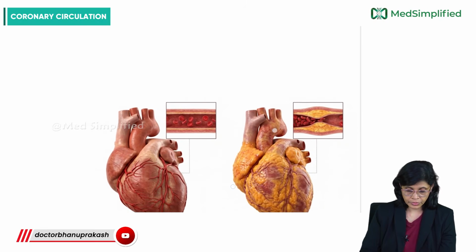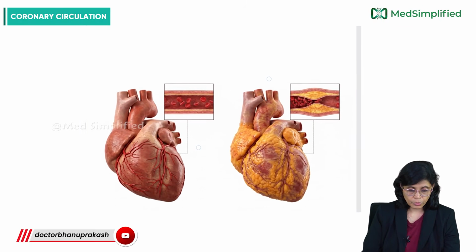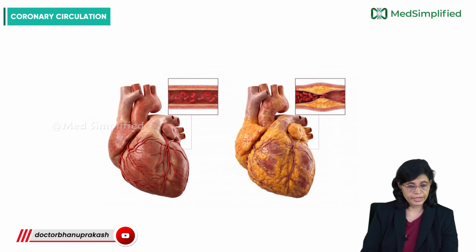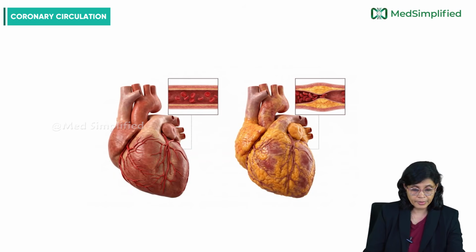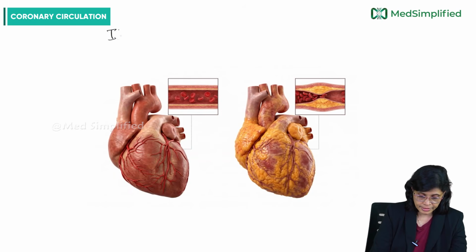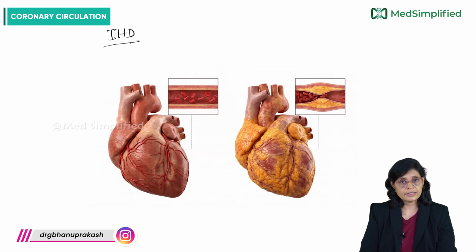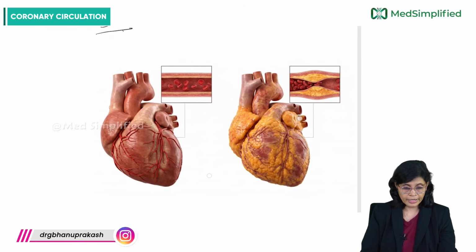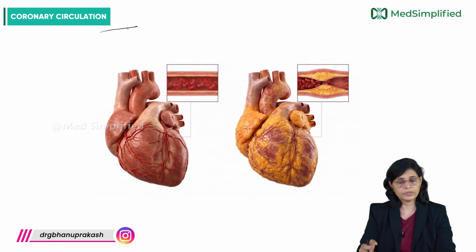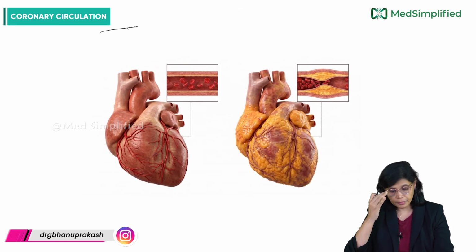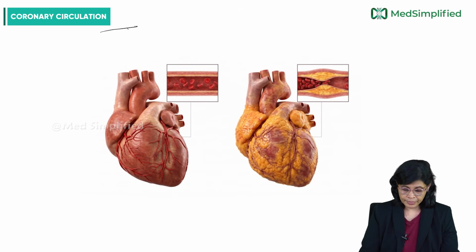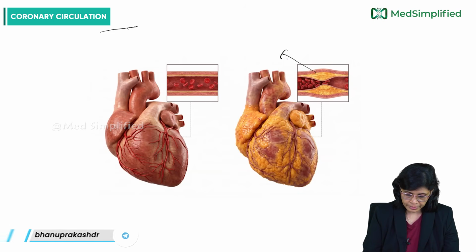So, clinical correlation here. The most common cause of death in affluent society around the world is mainly because of ischemic heart disease. This ischemic heart disease results from occlusion of the coronary arteries or one of its major branches. So here what happens is there is gradual formation of an atheromatous plaque.